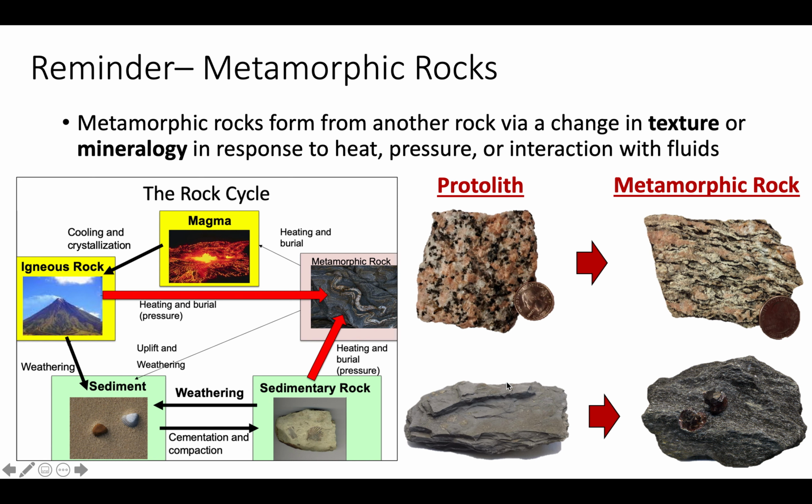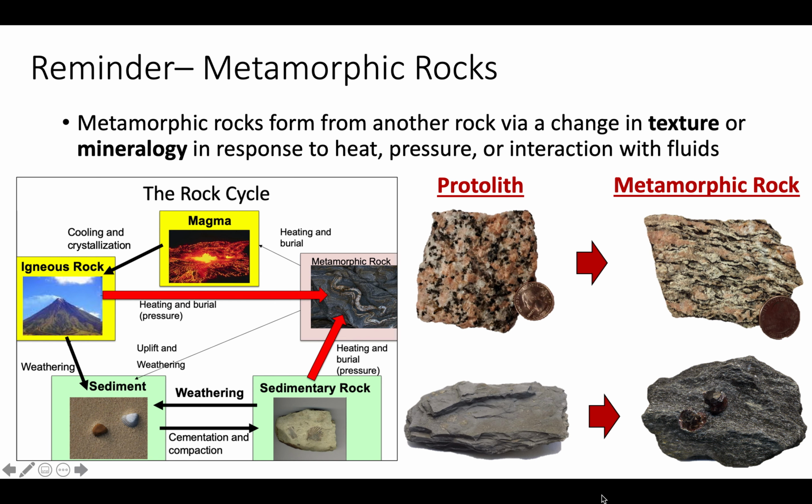In contrast, at the bottom here, we have a shale, a mudstone sort of thing, that has formed a garnet schist. In this case, we've actually changed the minerals present in the rock. These garnets that were not there before have formed as a result of this metamorphism.